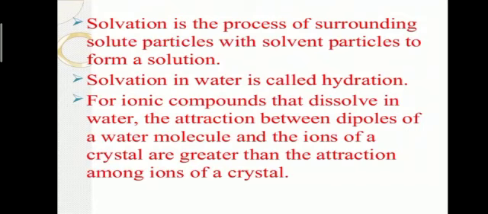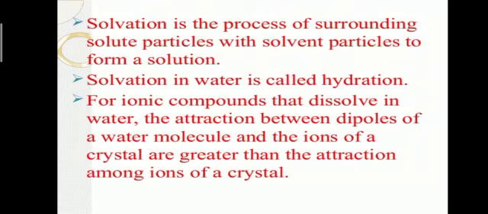For ionic compounds, as we know that opposite charges attract each other, so the positive pole will attract the negative pole and the negative pole will attract the positive pole, and solution will form. For ionic compounds that dissolve in water, the attraction between dipoles of a water molecule and the ions of a crystal are greater than the attraction among ions of a crystal. Let's take an example of potassium chloride. The potassium bears positive charge, which is a metal, and the chlorine bears negative charge, which is a non-metal. They get separated from one another and are surrounded by the oppositely charged poles of water molecule.